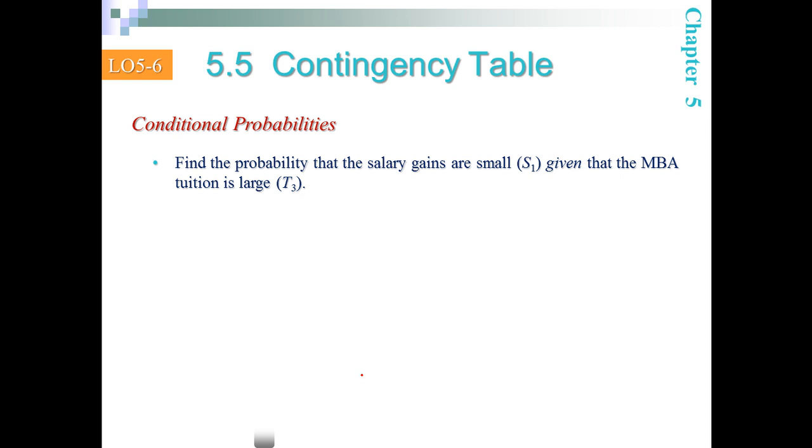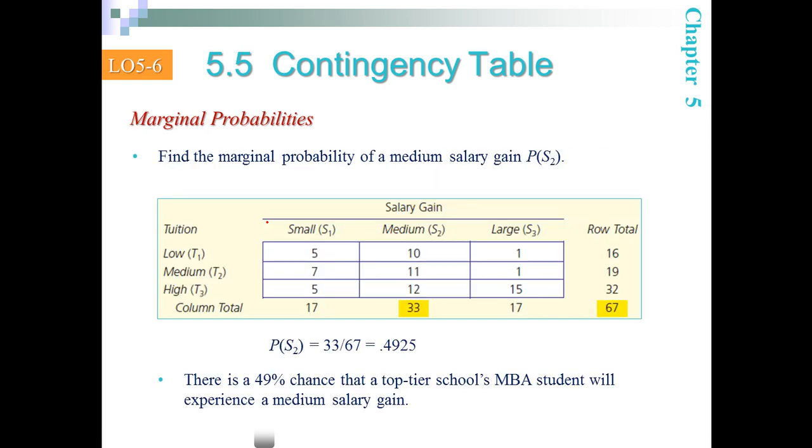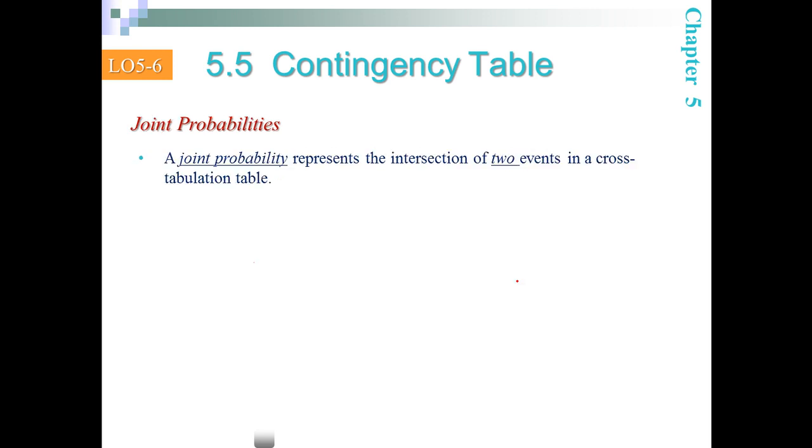If we want to find a conditional probability of a small gain given a large tuition school, we can find that by taking the probability of S1 given T3. So we're given T3, and we want the probability of a small gain. That's just going to be 5 divided by 32. Come back and look at this again. We've got 32 here in the high tuition. 5 of those are small, so 5 divided by 32.